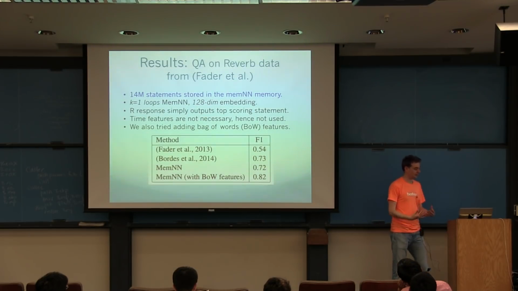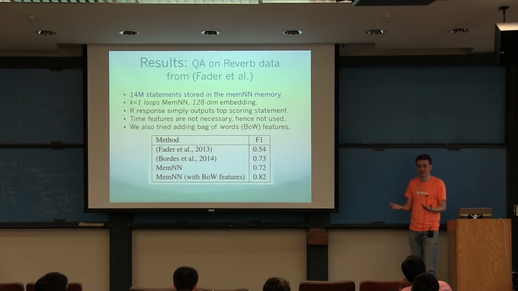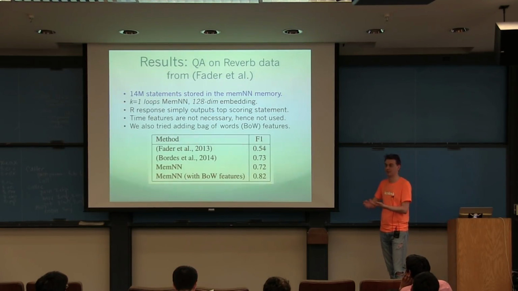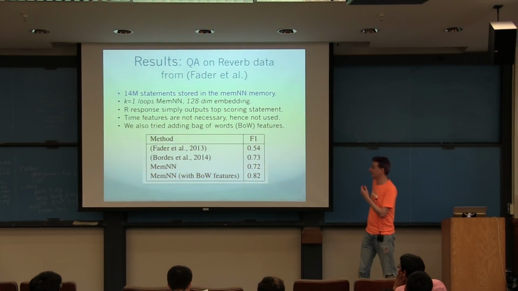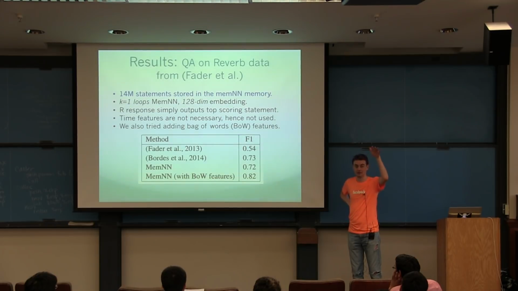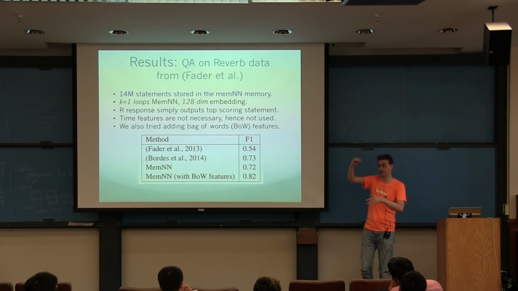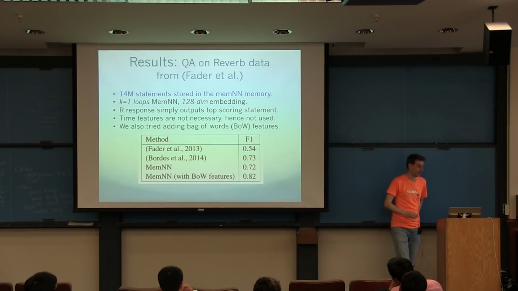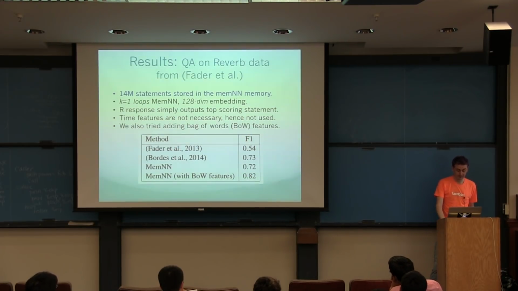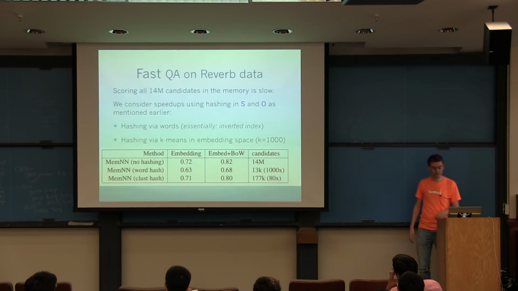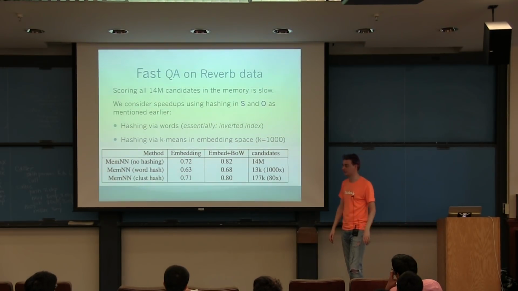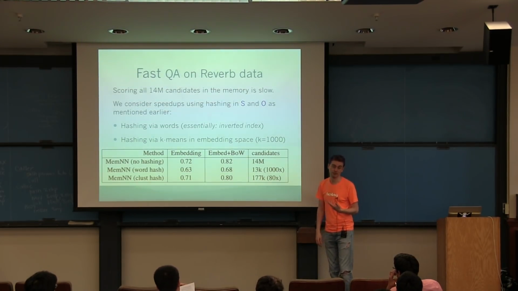But generally, the story is it works on these kinds of problems. It scales to these problems, except for the cost of going through the 14 million facts. You actually have to run the matching function over all these 14 million facts, and that's not good. So that's why we explored some ways to speed that up.